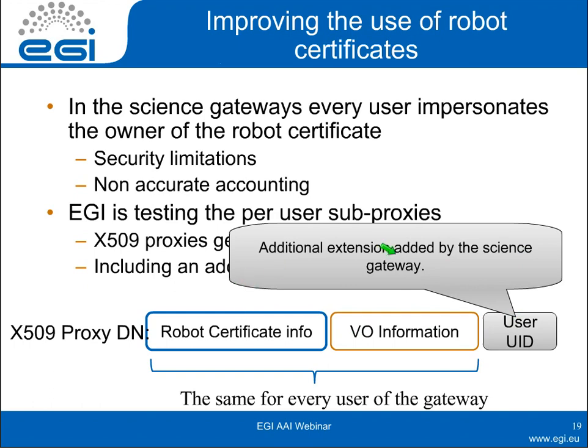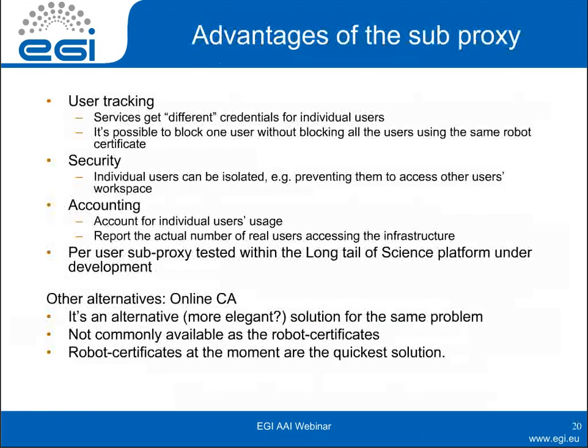From a policy and security point of view, we need to understand the rules to do it effectively, but this will allow users to use the robot certificate and be authenticated as themselves in our infrastructure. This improves user tracking. Basically, the service provider will get different credentials. They are not really different. They are the same robot certificate, just with the extensions. But this is enough for the service provider to block a user without blocking everyone using that robot certificate.